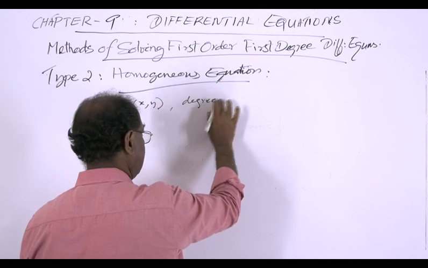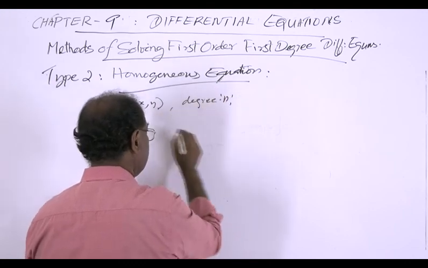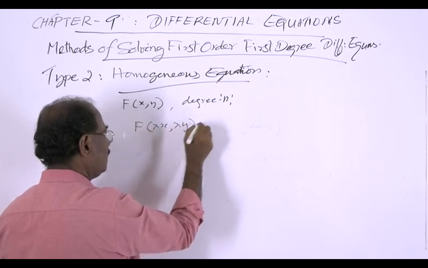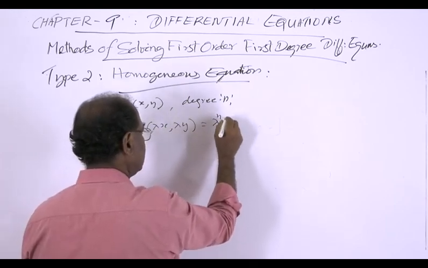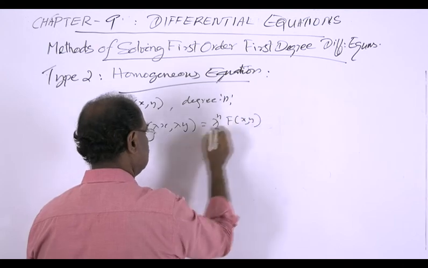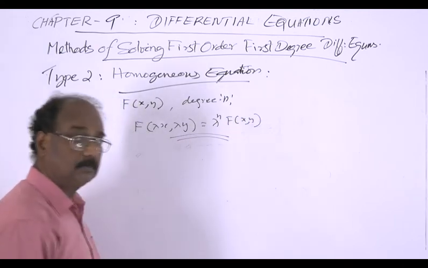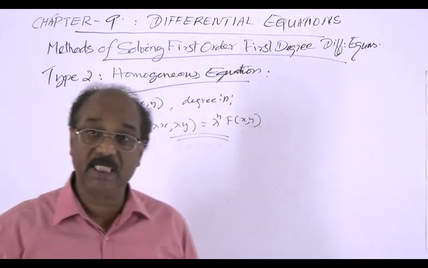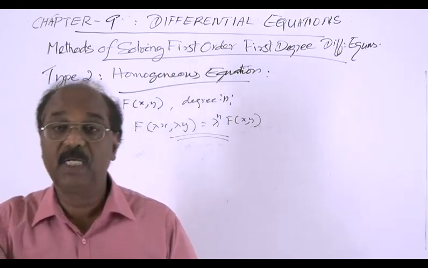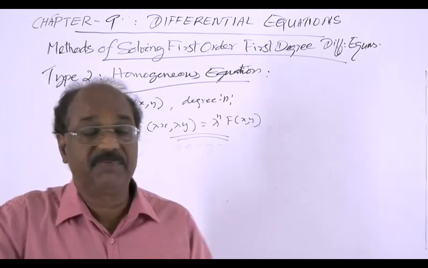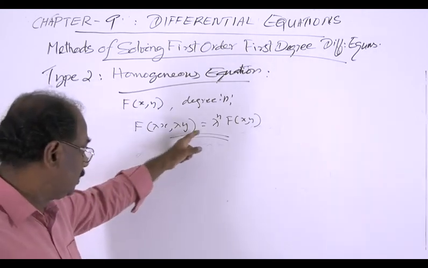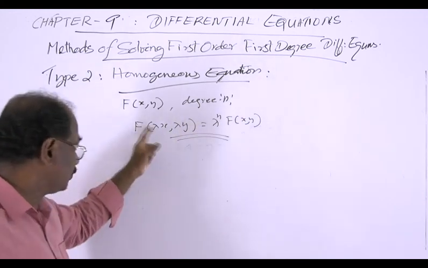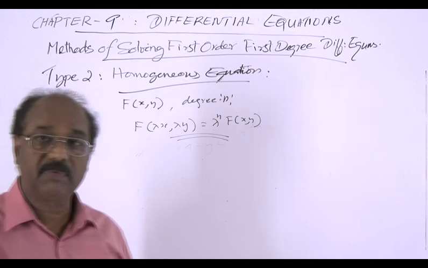if f(λx, λy) is equal to λ raised to n into f(x, y). This is the definition. The function f(x, y) is said to be a homogeneous function of degree n if f(λx, λy) is equal to λ raised to n into the same f(x, y). That is the definition.